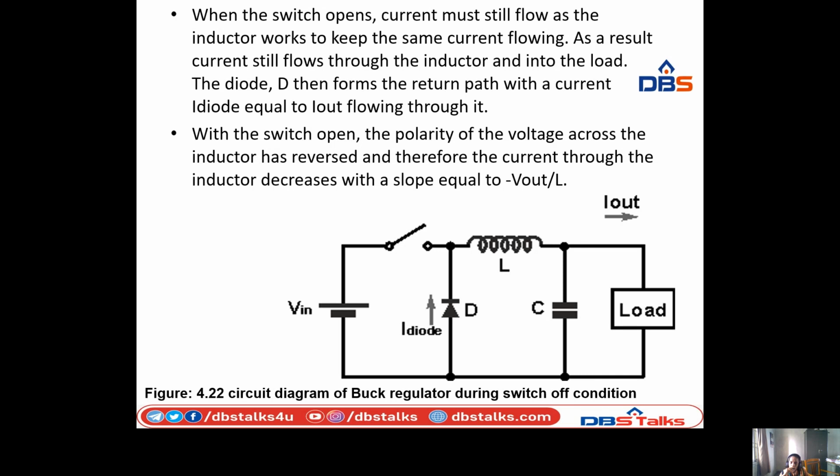Whenever the switch is in the on condition, current flows and the voltage V in and V out appears across the inductor. The inductor stores energy, and the rate of change of inductor current I is equal to V in minus V out by L. Here the diode is in reverse bias whenever the switch is on, so the diode does not conduct in the switch on position.